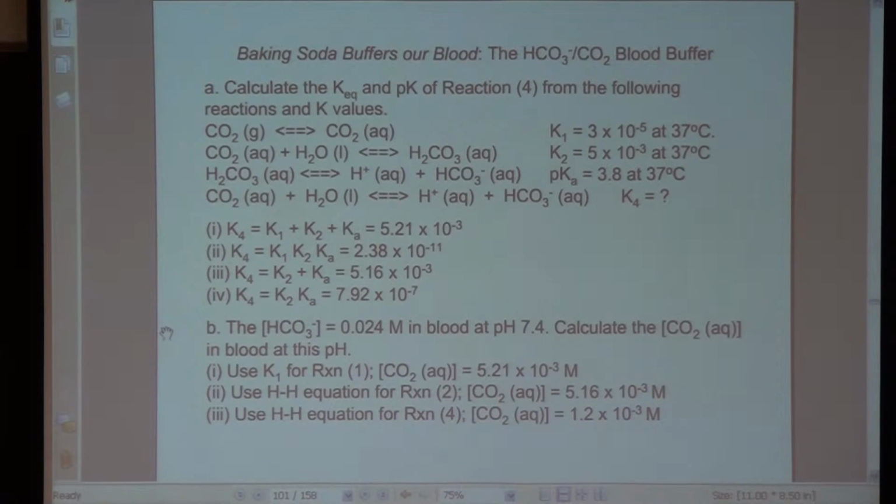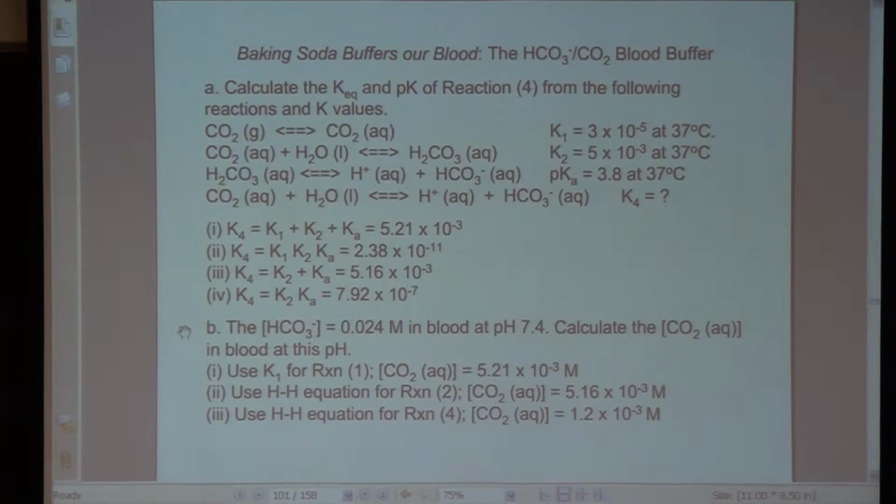Now it turns out that the baking soda concentration in blood is 0.024 molar at a pH of 7.4. What I'd like you to do is to calculate the CO2 aqueous concentration in blood at that pH. So I gave you 3 choices how to do that. You could either use K1 for reaction 1, and if you do that, CO2 aqueous is equal to 5.2 times 10 minus 3. Or choice number 2, you can use the HH equation.